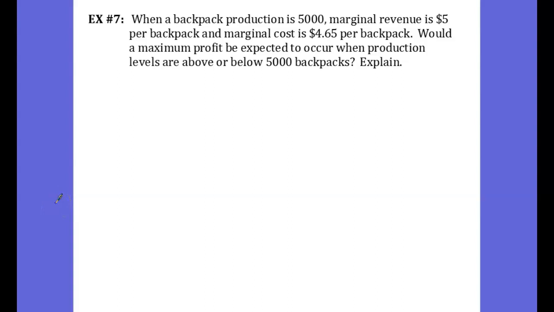In example 7, we're told when a backpack production is 5,000, marginal revenue is $5 per backpack, and marginal cost is $4.65 per backpack. Would a maximum profit be expected to occur when production levels are above or below 5,000 backpacks? Explain. Well, let's start with what we know. Marginal revenue at 5,000 is $5. Marginal cost at 5,000 is $4.65. Now remember, these are derivatives.